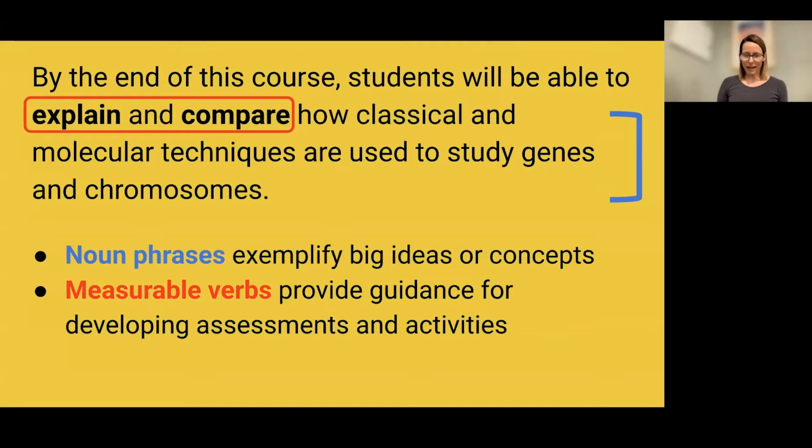Here it is again from the last slide. By the end of the course, I've put in red the measurable verbs, and I've highlighted in blue the noun phrase. The noun phrase is what makes it a course level outcome. That it is a key concept. It's a big concept. It's not so specific for a lesson or even a module. It's not so general that it's a faculty or program level. It's right. The noun phrase is what makes it at the course level.